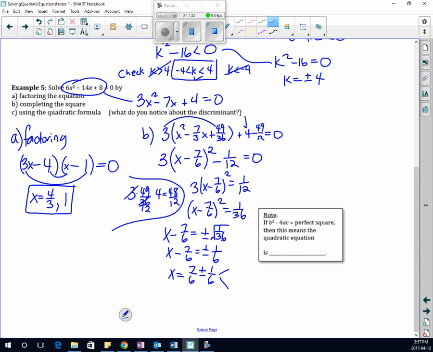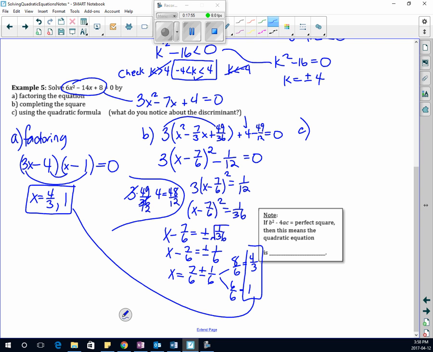But we need to get two solutions out of that. So what's 7 over 6 plus 1 over 6? 8 over 6, which is 4/3. What's 7 over 6 minus 1 over 6? 6 over 6, which is 1. Hey, look at these solutions. They're the same as the ones over there. Was that supposed to happen?